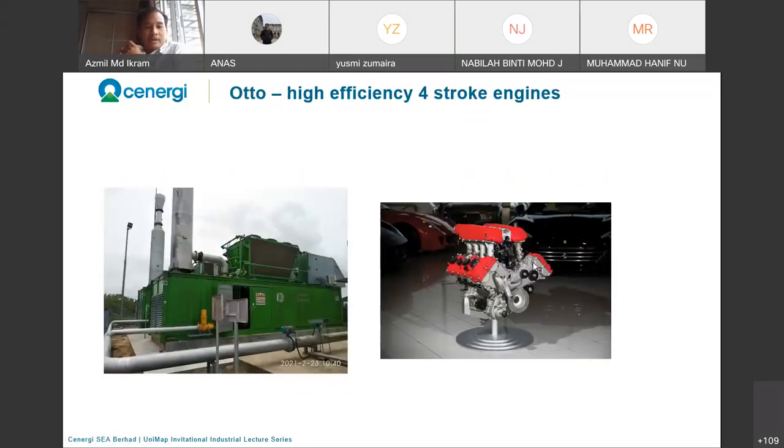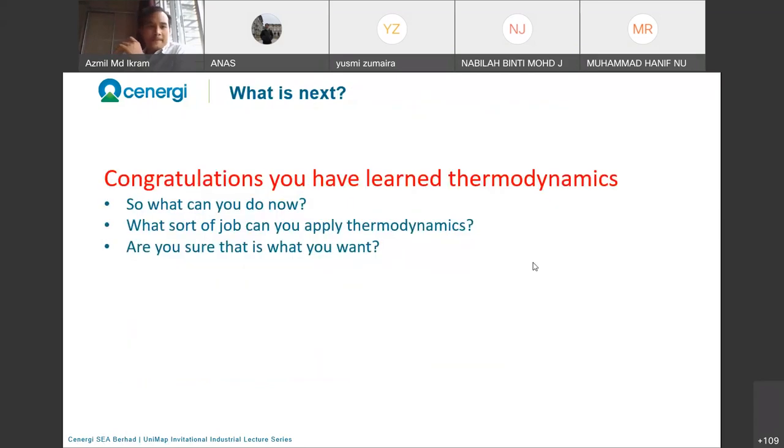So we've touched on those things. In a gist, I have presented somewhat part of Thermodynamics 1 and Thermodynamics 2. So what now? What can you do? What sort of job can you apply for with thermodynamics?